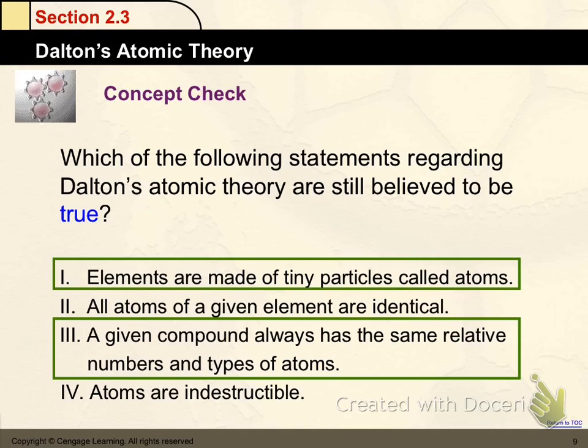Okay, and the green ones are still remaining to be true. All atoms of a given element are identical. We know that that can be different because of the ideas of isotopes. And number 4, atoms are indestructible. They're not. The nuclear plants, atomic bombs, and such have proven otherwise.